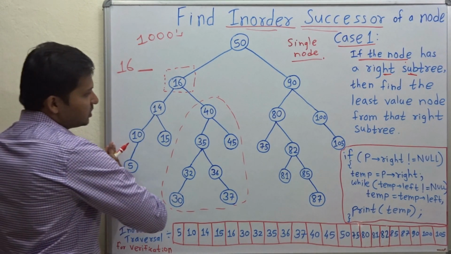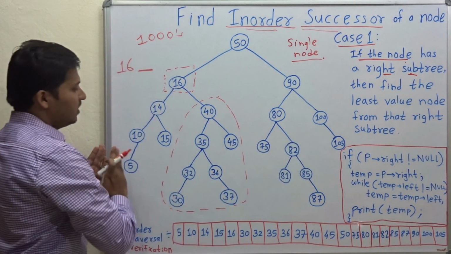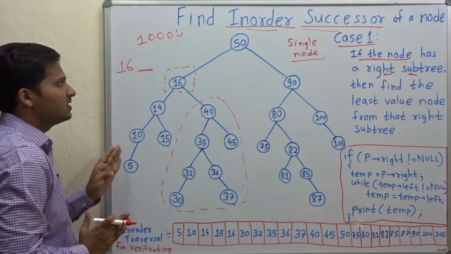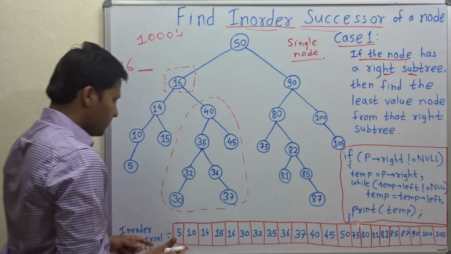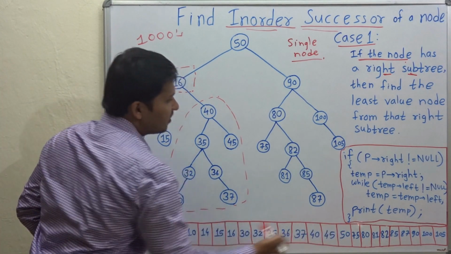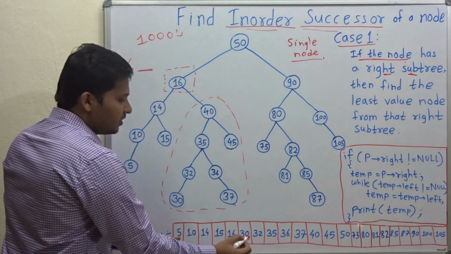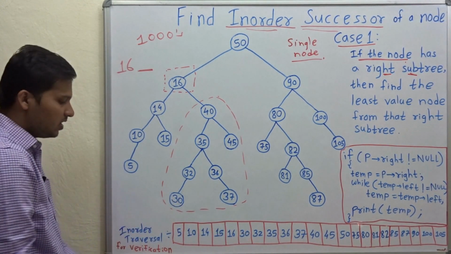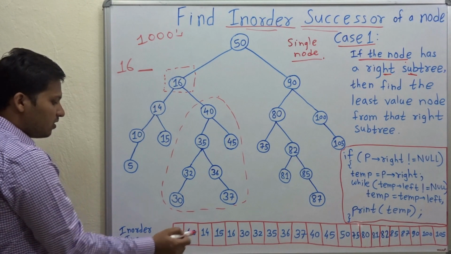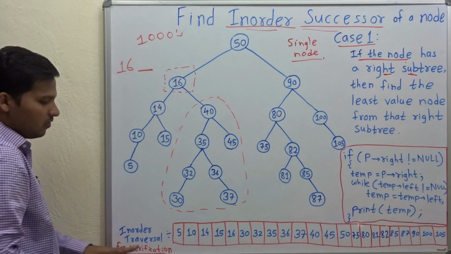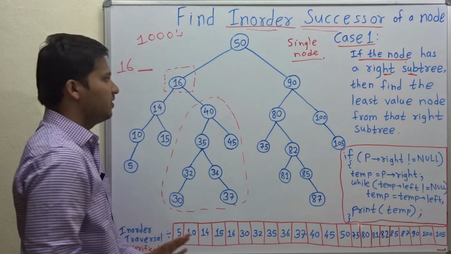Because the in-order traversal of a binary tree represents the sorted order of a binary tree. Means if we sort all the values in ascending order for this binary search tree, that represents the in-order traversal. You can see here, this is the in-order traversal, but we are not going to use this in-order traversal. We are going to see this in-order traversal only for verification of our answer. We will just verify our answer here.